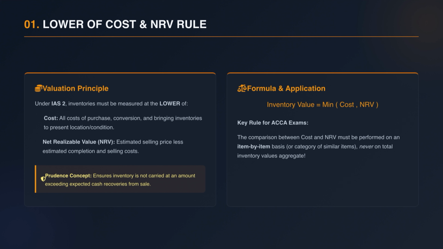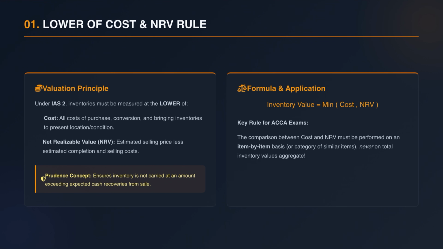Why do we do this? This is a direct application of the prudence concept. Under prudence, we must never overstate assets or understate expenses. If the expected cash we can make from selling inventory falls below what it cost us to buy or make it, we must write it down immediately.